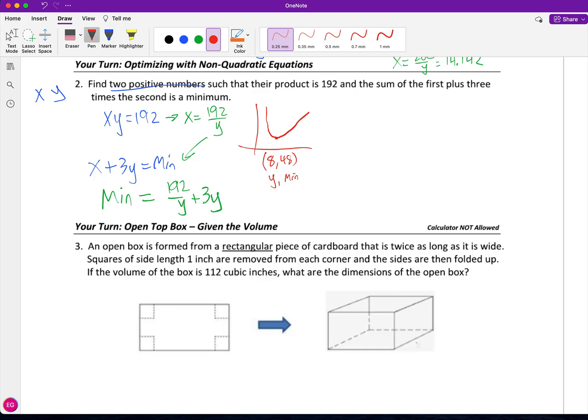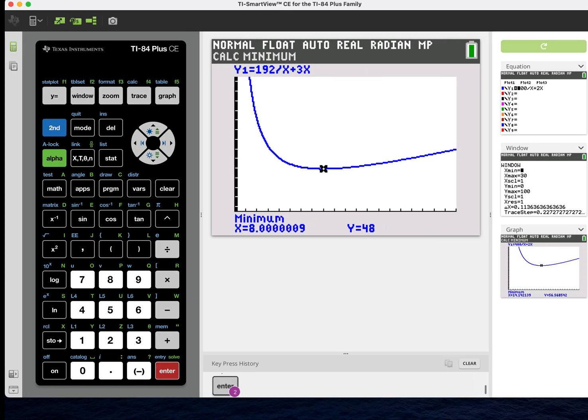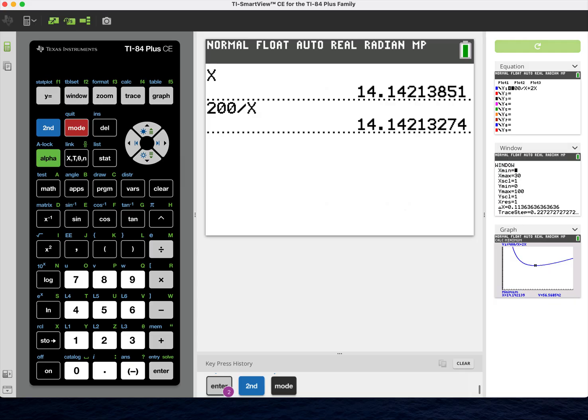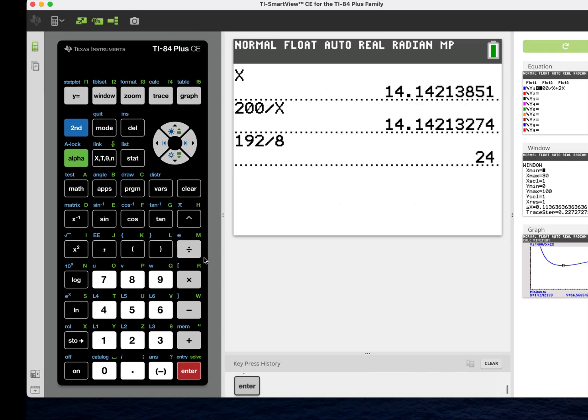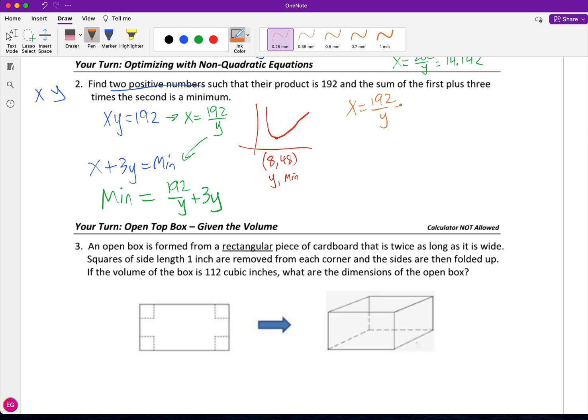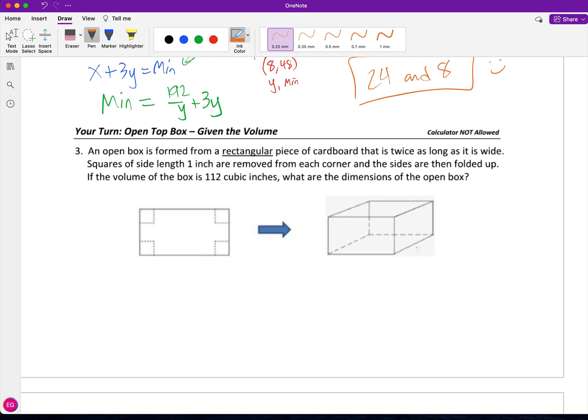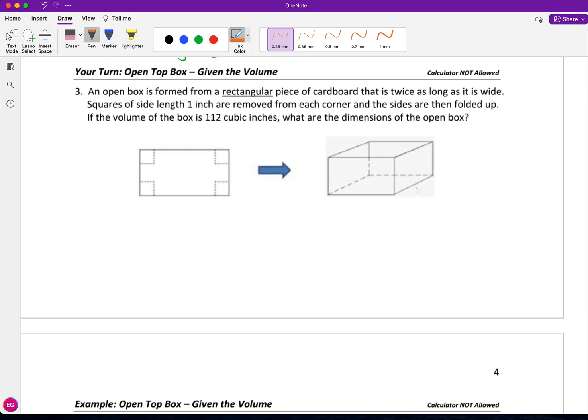We're trying to find these two positive numbers. So let's figure out what x is. X is going to be 192 divided by this y value that we just found. So I'm going to jump over here, 192 divided by 8, and I get 24. And so those are going to be my two numbers, right? One's 24 and the other is 8. Ta-da! Math.